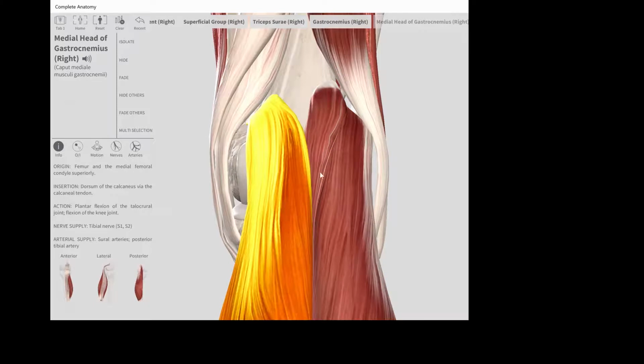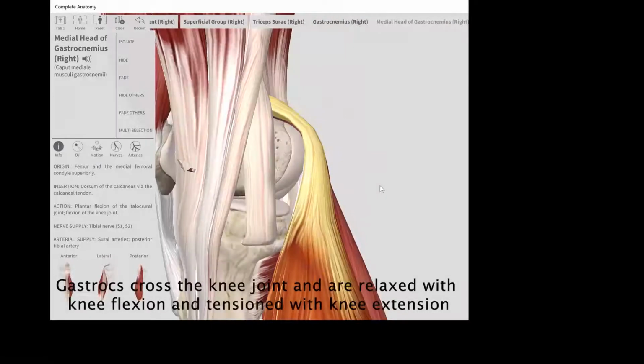Okay, now sitting in this vicinity is also your popliteal artery and vein, and this is not an area you'll see a lot of orthopedic surgeons dissecting in a whole lot. But keep in mind, the gastrocnemius muscle actually crosses the knee joint. Okay, so it's a little different than the soleus muscle.